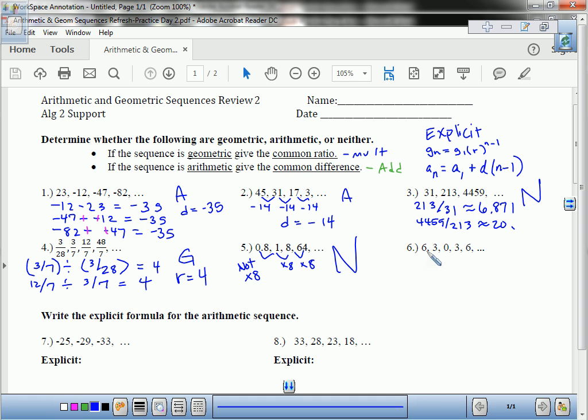Well, this is minus 3, plus 3, plus 3. Neither. Because it has to be the same. Those two were the same, but these two were different. All right. Questions about what to look for?